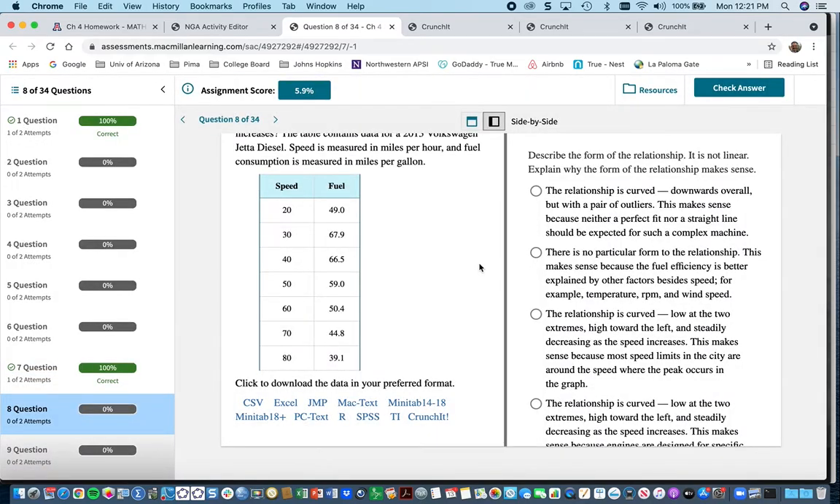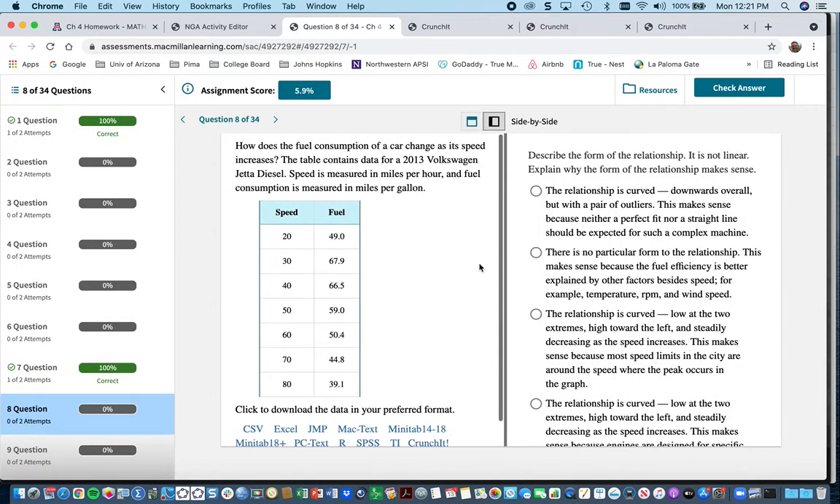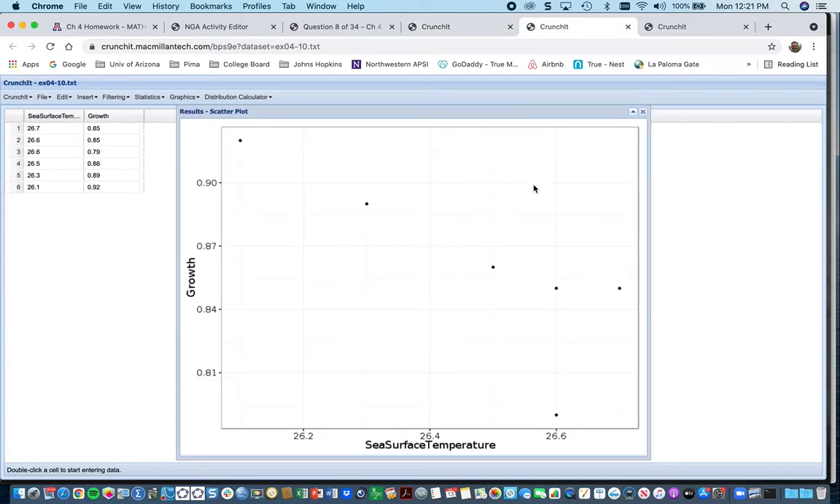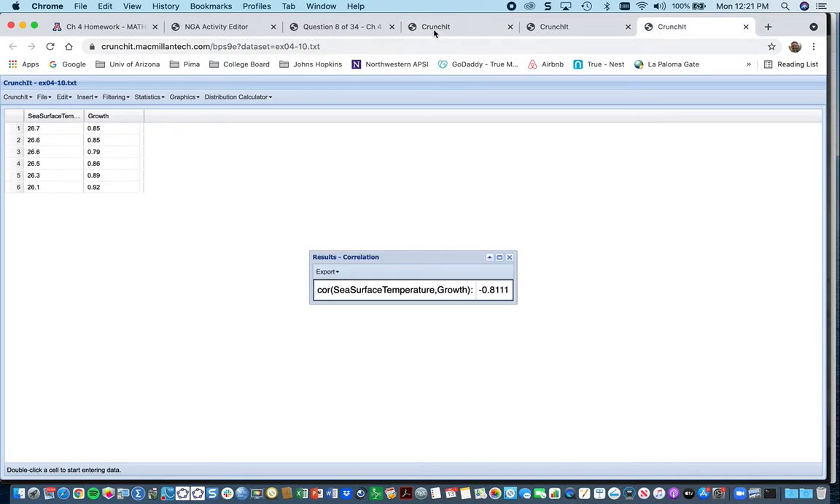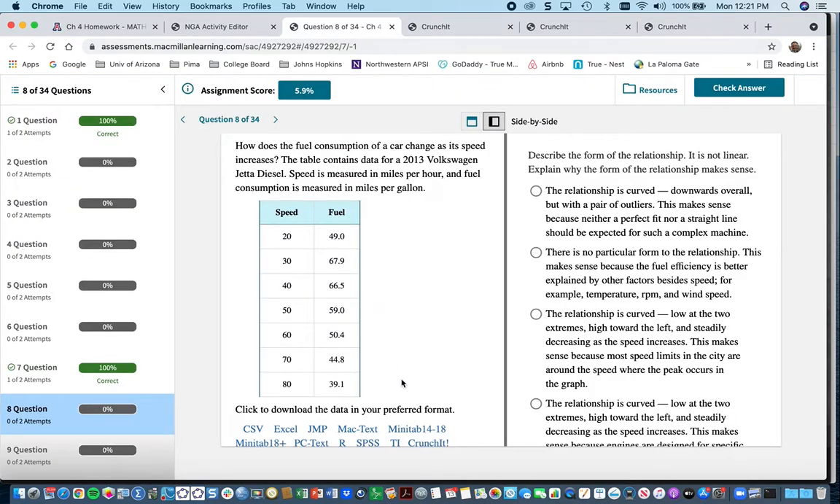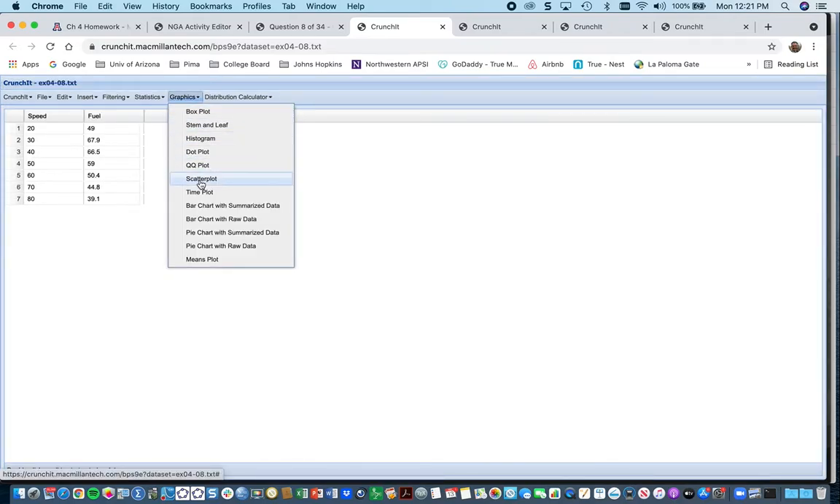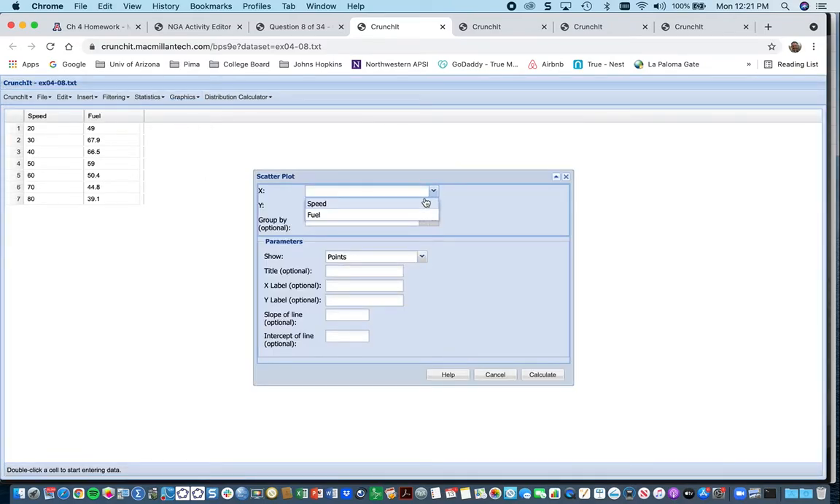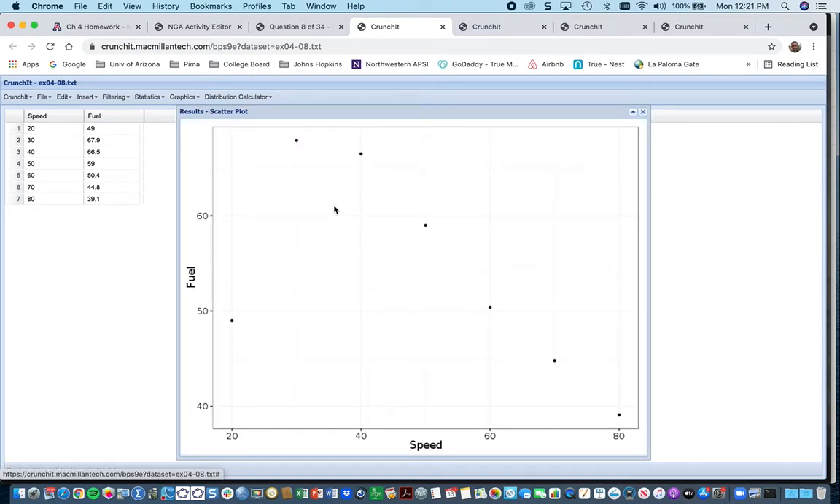So if we go on to the next question, now it's asking to describe the form of the relationship. If we go back to the graph, and we notice on the graph, whoops, that's not it. Let me get it again. So we go to the graph, make a scatter plot, speed and fuel economy, and then calculate. So they're looking at this, it goes up and then it goes down.